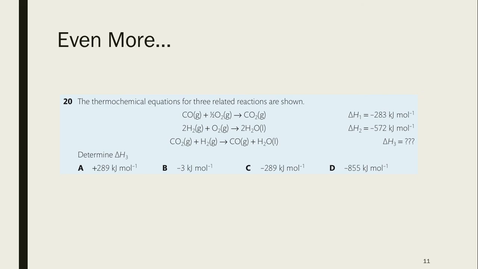All right, after you do all of your work, if you did it correctly, you should have gotten letter B, -3 kilojoules per mole.